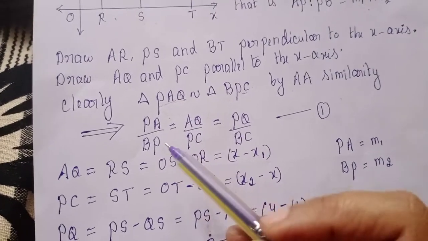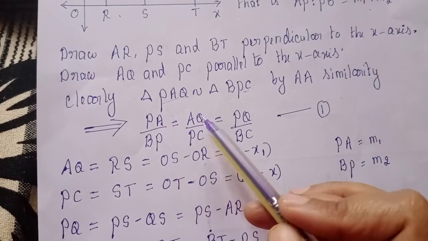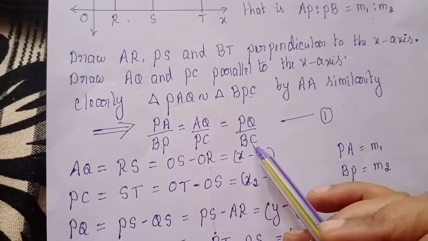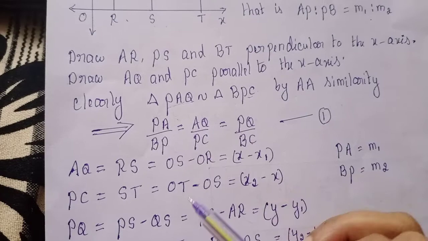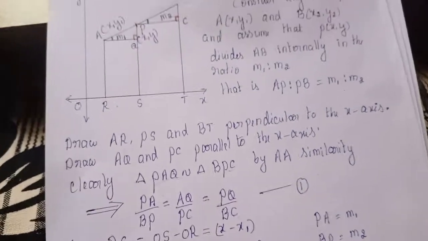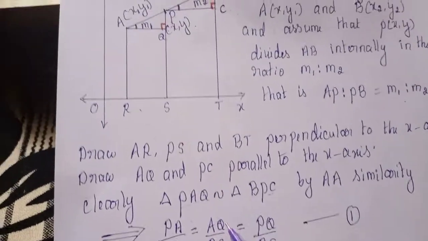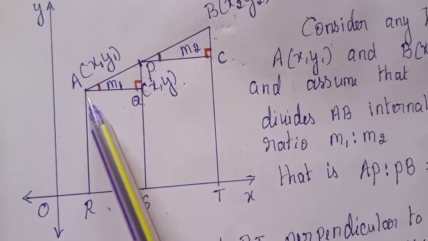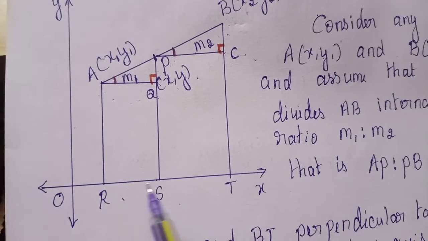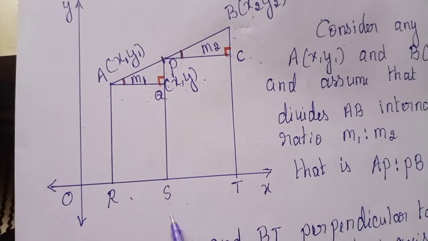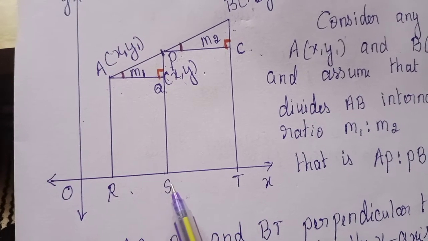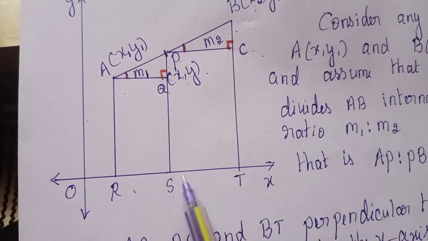Now I have to find all these terms: PA, BP, AQ, PC, PQ, BC. Let us find them one by one. First AQ. Just see the diagram. What is AQ? AQ equals RS. Why? Because this is a rectangle, and opposite sides are equal.